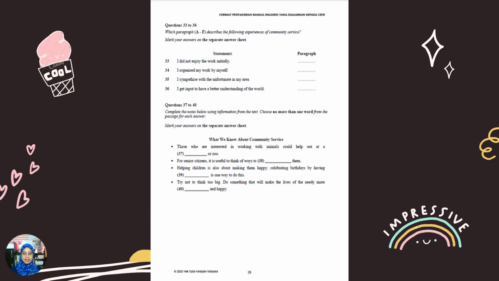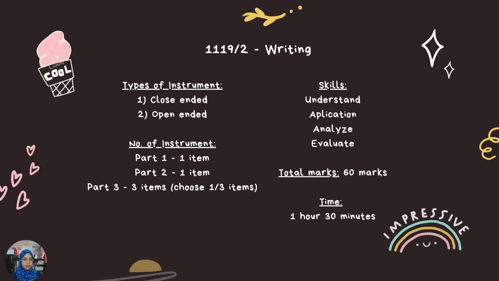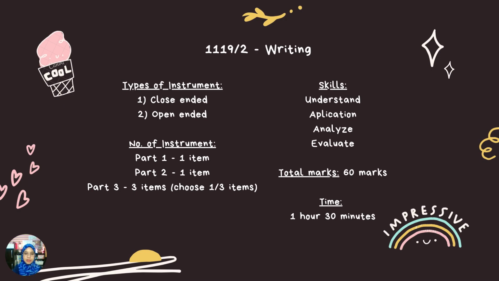Okay, all right, so that is all for the reading paper. Moving on to the next instrument, writing. The type of instrument for this paper is closed-ended and open-ended, so closed-ended questions and also open-ended questions. For the number of instruments, you will have 3 different parts. The first part, you will have 1 item, and it is compulsory for you to answer this part.